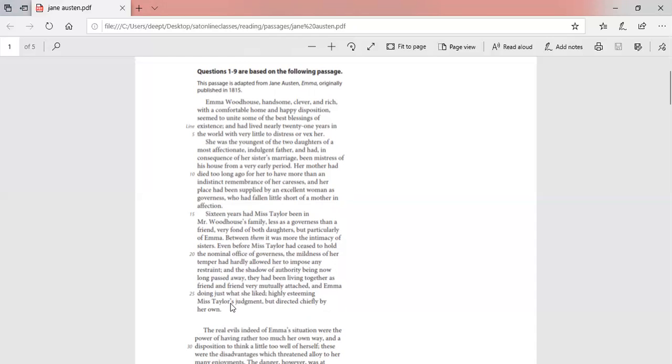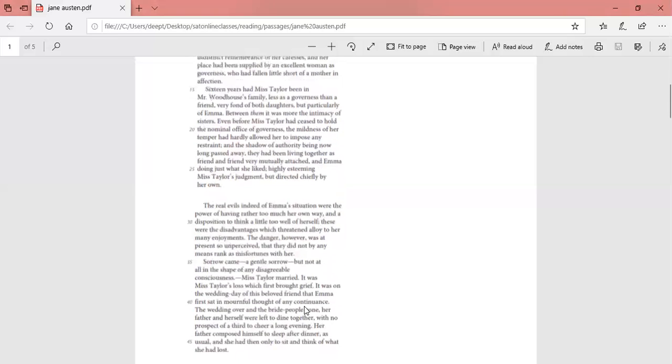Dealing with Taylor's judgment, but directed by her own. So she likes what Miss Taylor feels. She likes the judgment also. Again, everything positive, nothing too important.